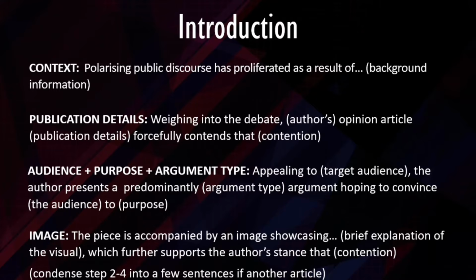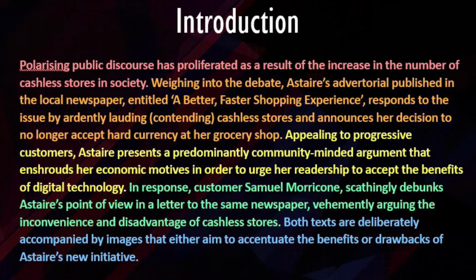Now, if there is another text, so if it's a comparative argument analysis, just repeat steps 2 to 4. So publication details, audience, purpose, argument type, and image. But you can condense that into a few sentences. So you don't need 3, maybe 1 or 2 is enough. Now, let's go through an example.